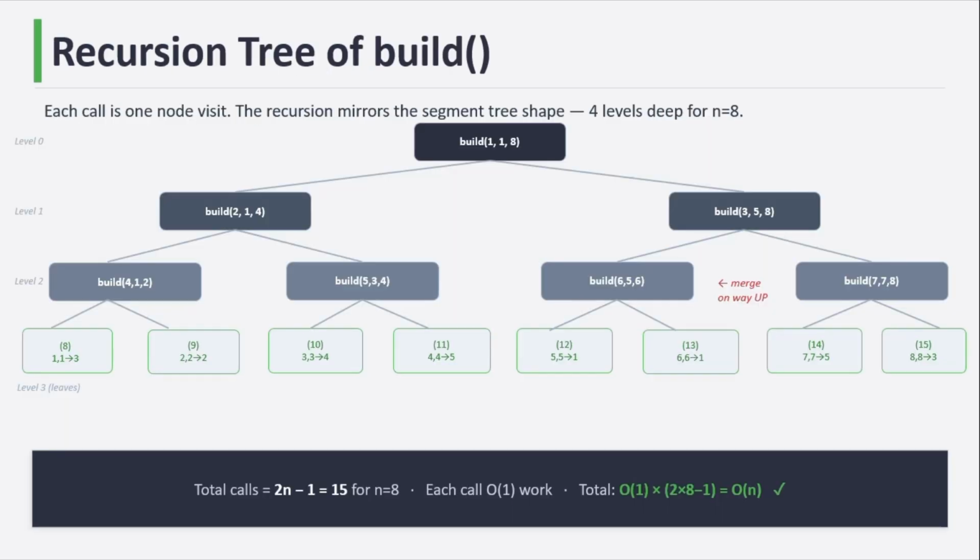Recursion tree of build. This slide visualizes the full recursion tree for n equals 8. Each node in the diagram is one function call. Notice how the structure mirrors the segment tree itself, 4 levels deep with the leaves at the bottom. The merging happens on the way back up after the leaves are filled. In total, there are 2n minus 1 calls, which is 15 for n equals 8. Each call does only a constant amount of work.